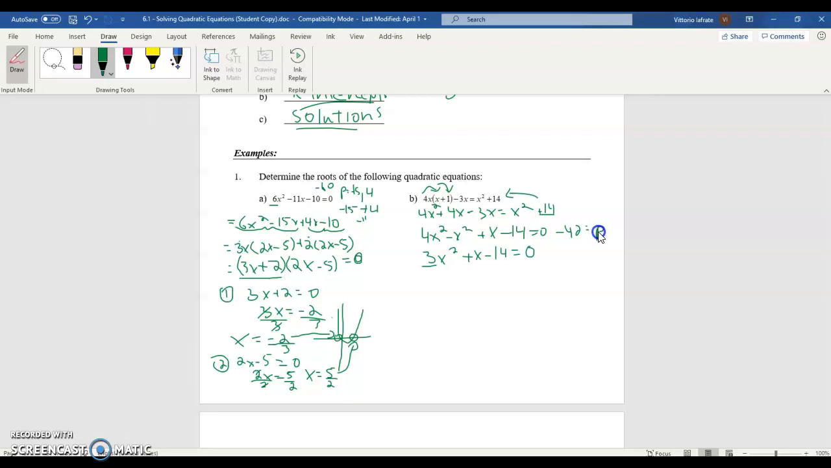So 6 and 7 give you 42. We want negative 42. So it looks like we could do negative 6 and positive 7. That should work out. And now we'll proceed by decomposition.